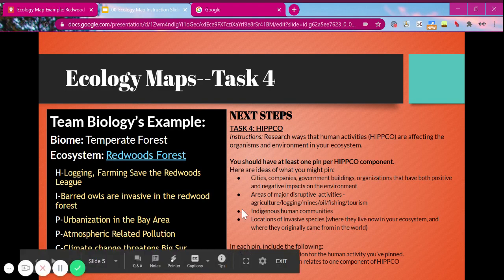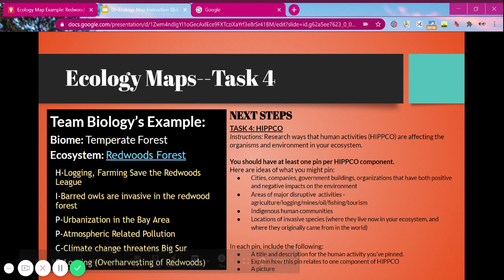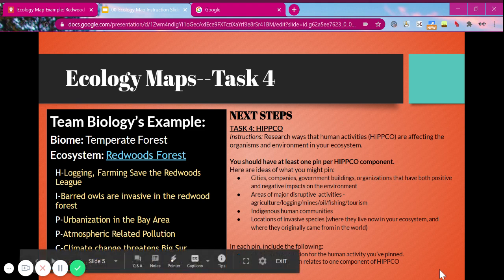All right, so that is task 4. This one probably is going to take the longest to research and fully find all those 6 components. But hopefully at this point, you're very invested in your ecosystem, and good luck.